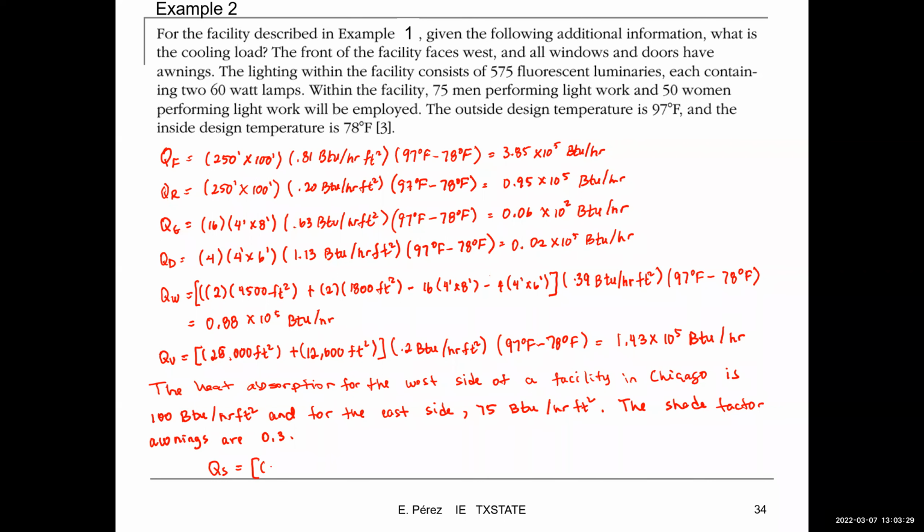The 8 windows that are located on the west. So we have 8 windows, 32 feet square, plus 2 doors that are 24 feet square. All this multiplied by the factor associated with the west, which is 100 BTUs per hour feet square.